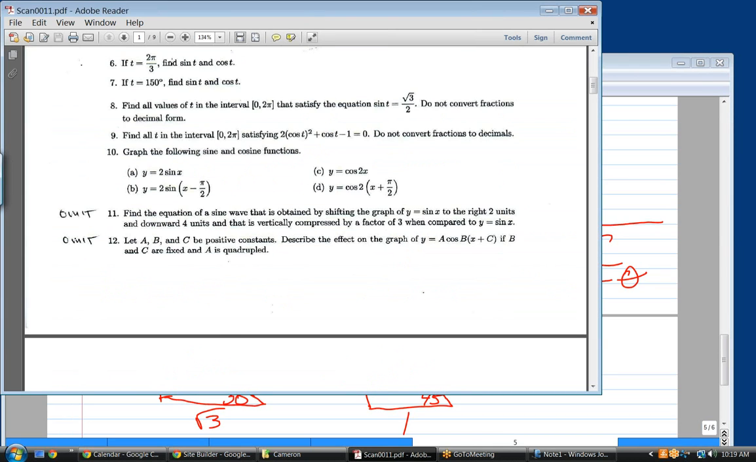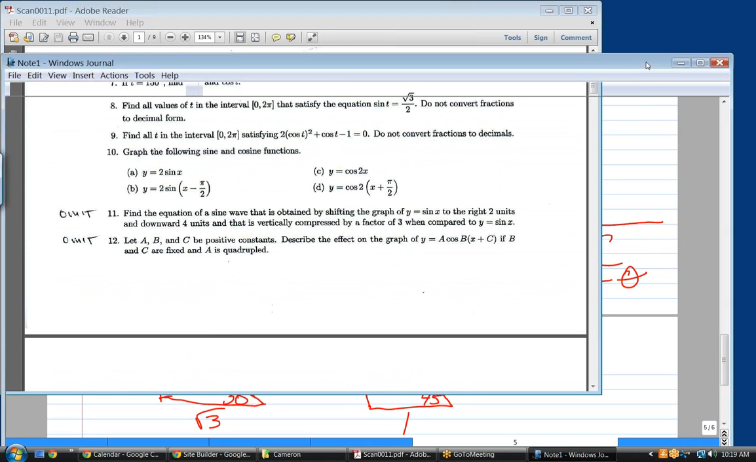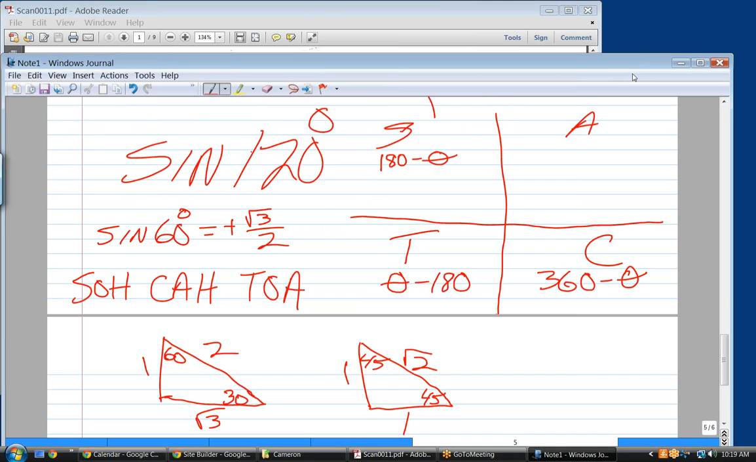The sine of 2 pi over 3 was square root of 3 over 2. Now how about the cosine of 120 degrees? Negative 1/2. There you go. Because it's the same as the cosine of 60, which is 1/2, and because it's in the second quadrant, it's negative.